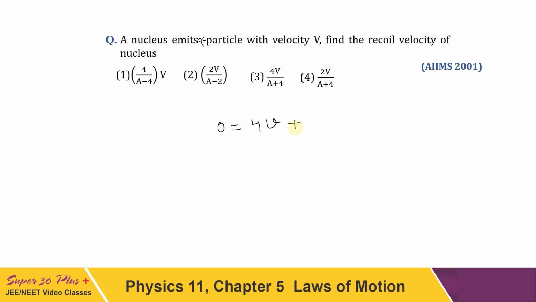So this is 4v plus... Now the remaining mass will be equal to A minus 4, where A is the atomic mass number of that particular nucleus. So this be V dash. From here we got V dash to be equal to 4V upon A minus 4. One minus sign will be there, but it is asking for recoil velocity, so it should always be positive. Only its magnitude is to be taken. That is our option number 1.